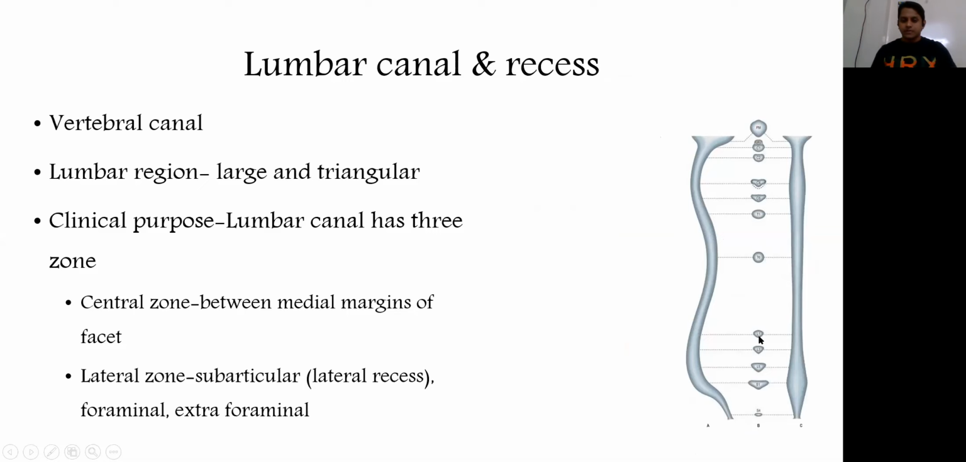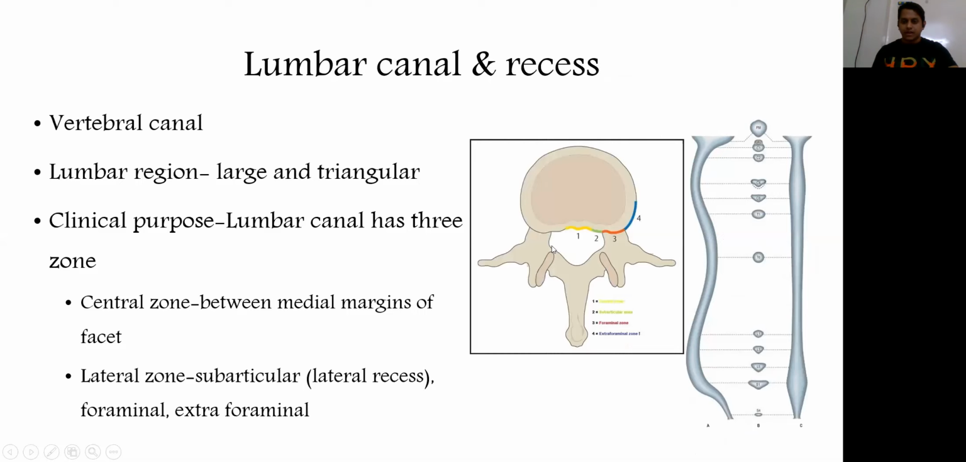For clinical purposes, this lumbar canal is divided into 3 zones: one in the center and the other 2 on the sides. The center is called the central zone and the lateral zones on the sides. The central zone will be lying between the medial margins of the articular facets. Between these medial margins of the articular facets lies the central zone.